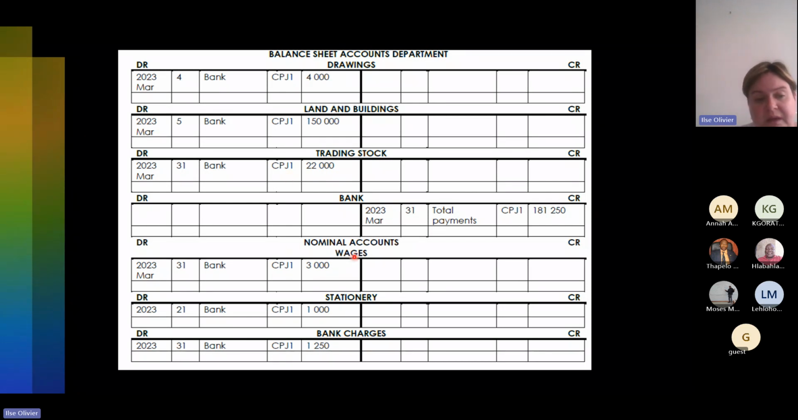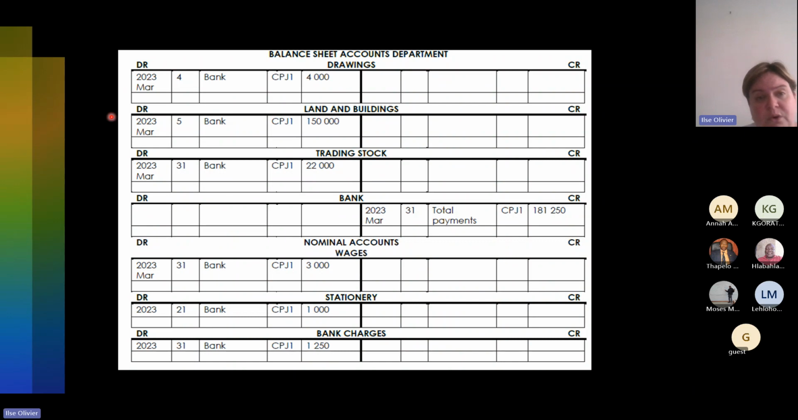The next column that we had was our wages column. Bank is credited and wages is debited. Again, because it's a column, it's on the 31st. Bank, that 3,000 Rand is included in the 181,250, and it comes from our CPJ. Right, then we start posting the sundry accounts.